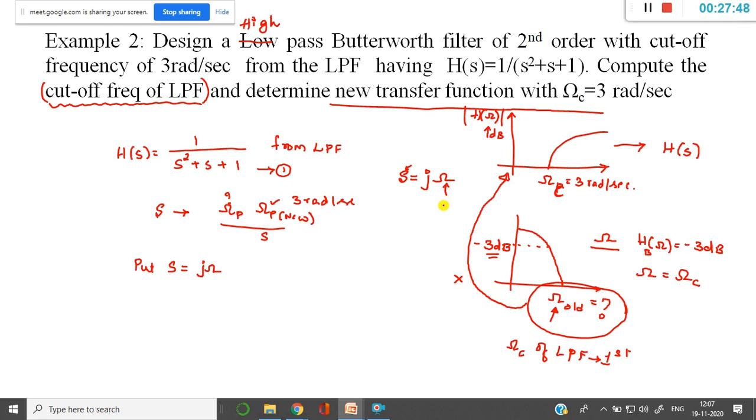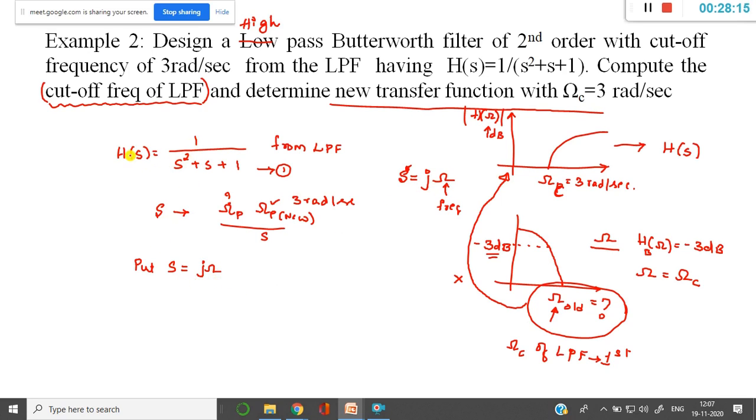Now this omega is my cutoff frequency. I have a frequency component omega within this variable s. How is it embedded? It is embedded in the fashion of j omega, right? So that's why, in the Laplace transform, we replace s equal to j omega whenever I want to find out the frequency of that particular transfer characteristic.